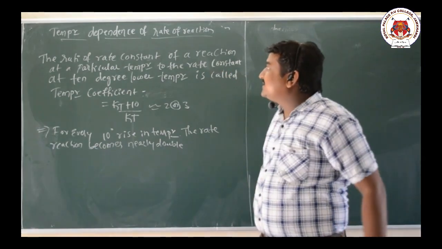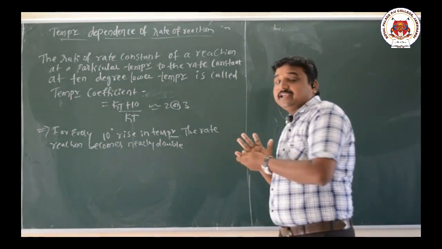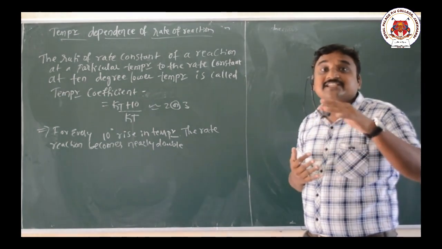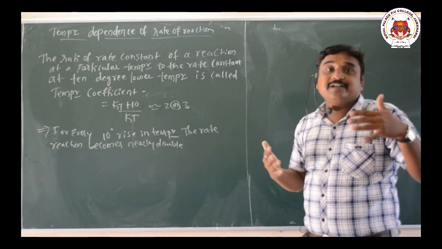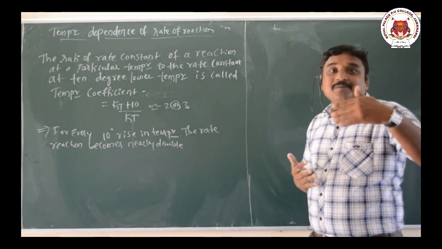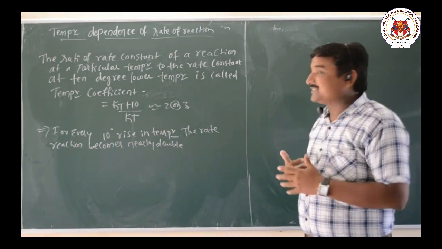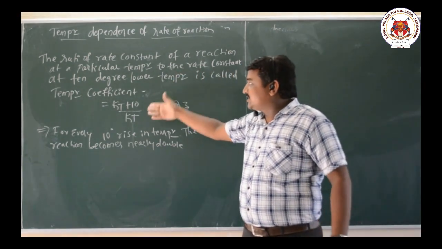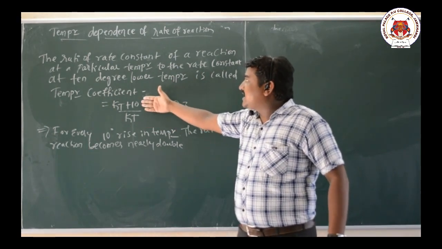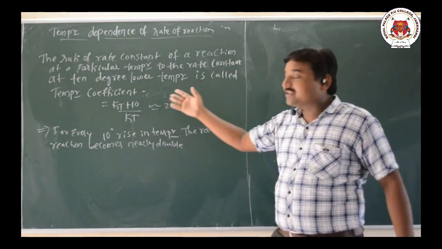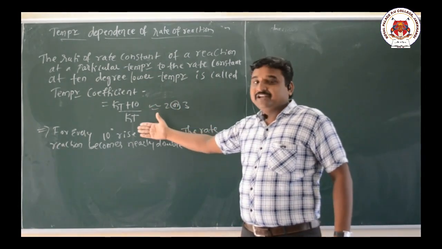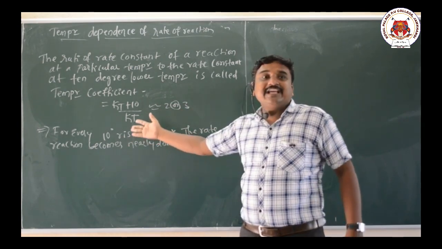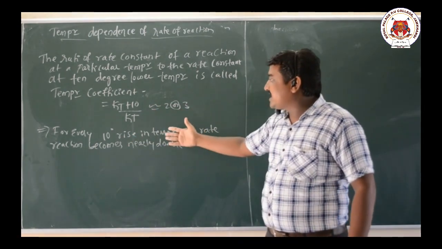Next concept: temperature dependence of the rate of a reaction. We already know that the rate of a reaction depends on temperature. As the temperature increases, the rate of reaction increases. As the value of K is higher, the rate of reaction is faster. The ratio of the rate constant of a reaction at a particular temperature to the rate constant at 10 degrees lower temperature is called the temperature coefficient, that is K(t+10) divided by K(t), which is nearly equal to 2 or 3. For every 10 degree rise in temperature, the rate of reaction becomes nearly double.